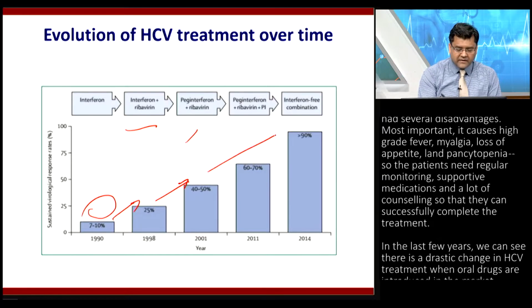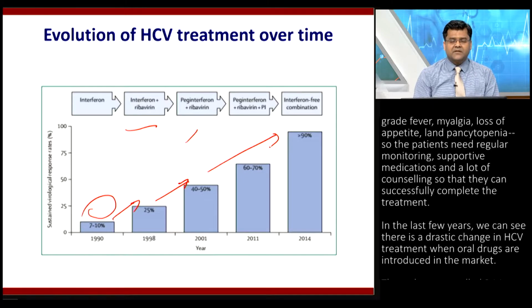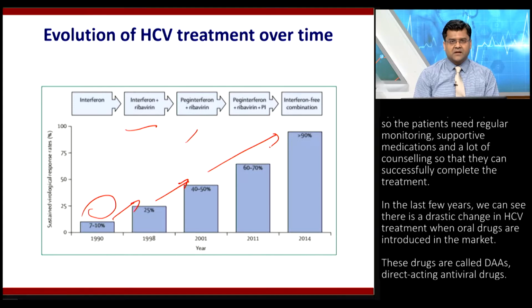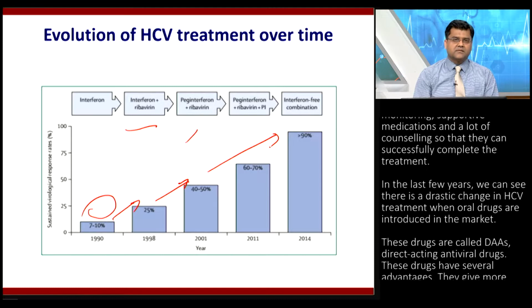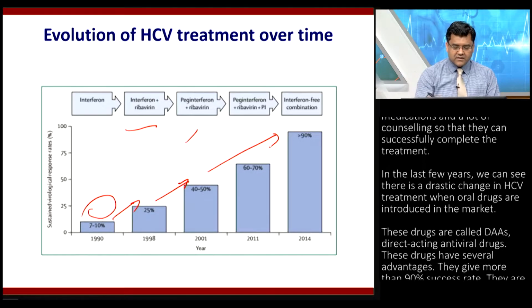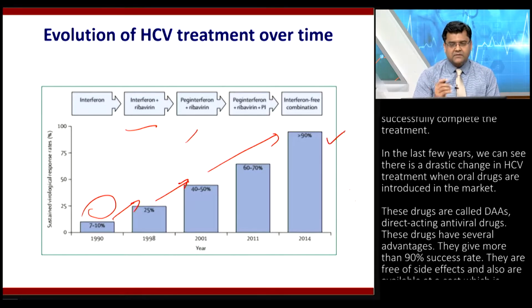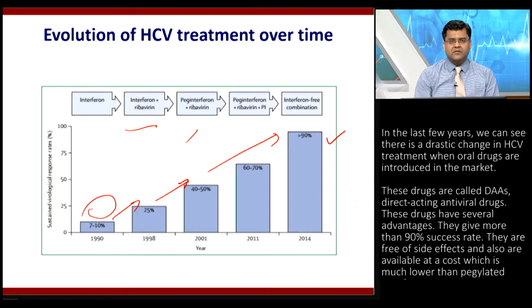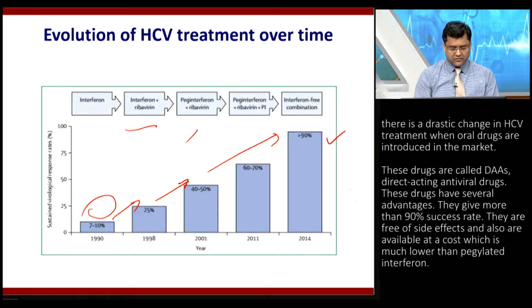In the last 2 decades, we can see there is a drastic change in HCV treatment when oral drugs were introduced in the market. These drugs are called DAA, direct acting antiviral drugs. These drugs have several advantages. They give more than 90% success rate. They are free of side effects and are also available at a cost which is much lower than the pegylated interferon.